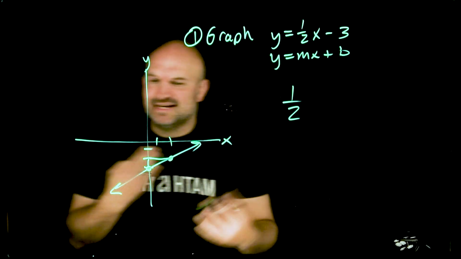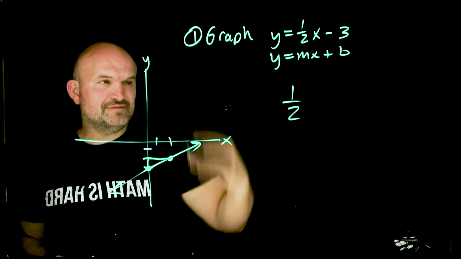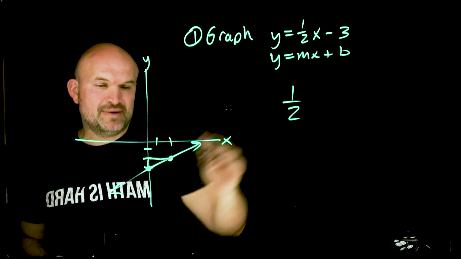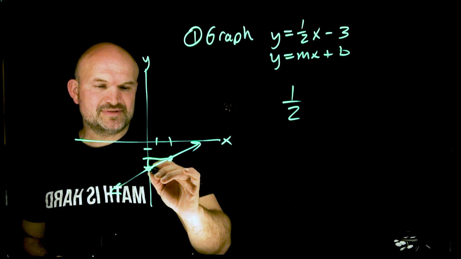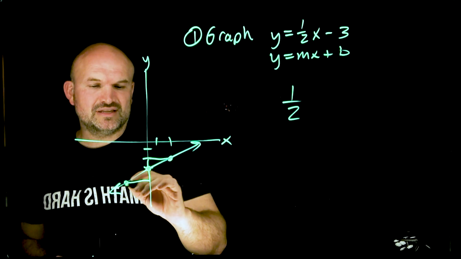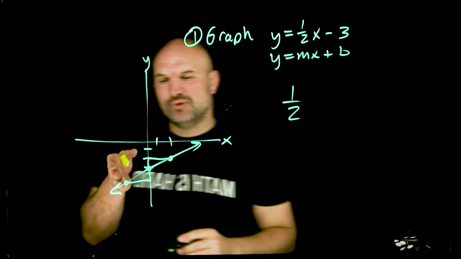It also is nice to remember that, again, when you have a negative slope, or you can also take a positive slope and do the exact opposite. You can go down 1 and then to the left 2. And again, you're still going to have a point that's going to be on the line.